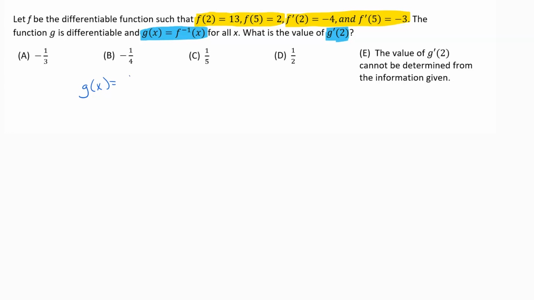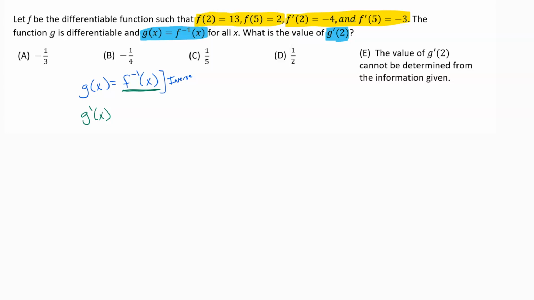So g of x is equal to f to the negative 1 of x. That is the inverse function, the inverse of f. So that negative 1 exponent represents the inverse. So if we need to find g prime of x, what that's telling us is we really need to find the derivative of our inverse function.